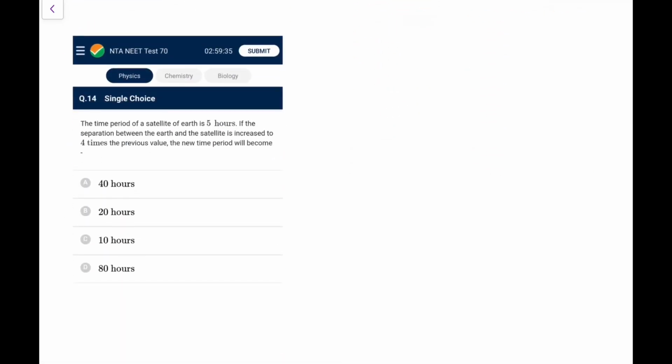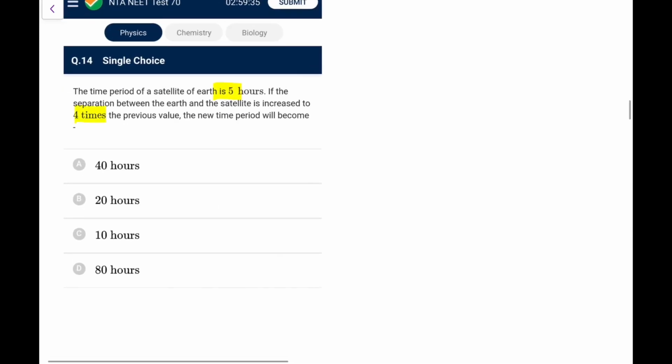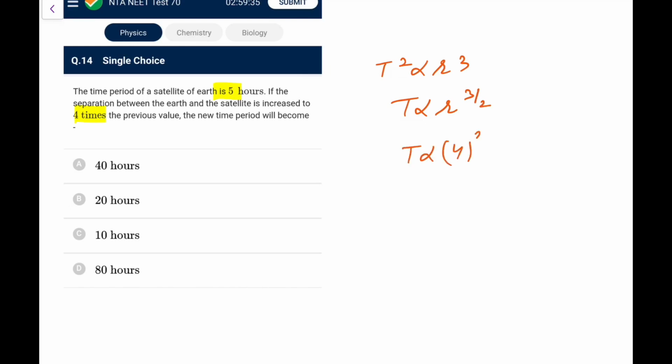Next, the time period of a satellite of Earth is 5 hours. If the separation between them is increased to 4 times. This is a question I think I'm solving for the 4th or 5th time. You know, T squared is proportional to r cubed, T is proportional to r to the power 3 by 2. So 4 to the power 3 by 2 means it becomes 8 times, it becomes 40 hours for sure. So that's an easy one.